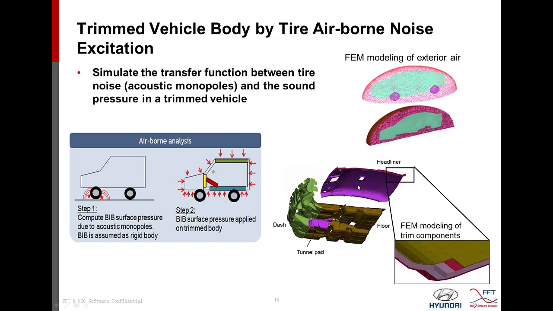And here, this image shows the four trim components that we considered in this example. They are the dashboard, the floor, the tunnel pad, and the headliner. And when we zoom in on each of these components, we see a detailed finite element modeling of all these four trim components. We can see different layers with different thicknesses representing different materials composing all these components.